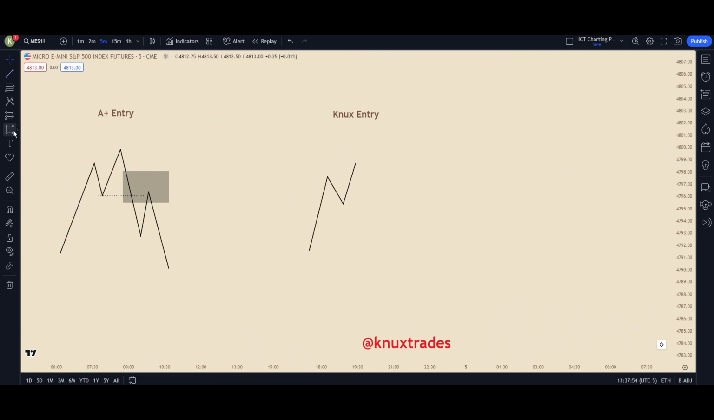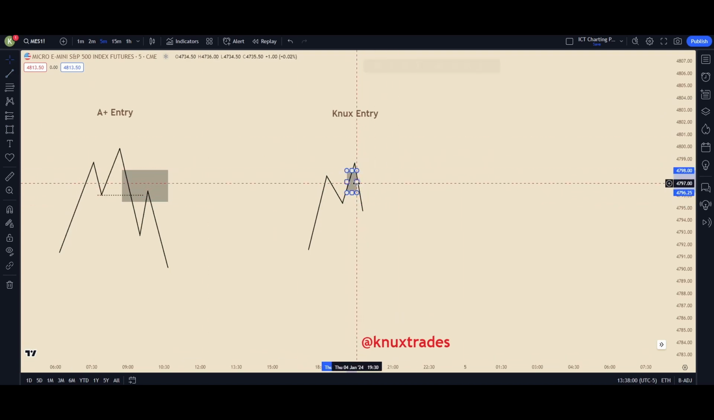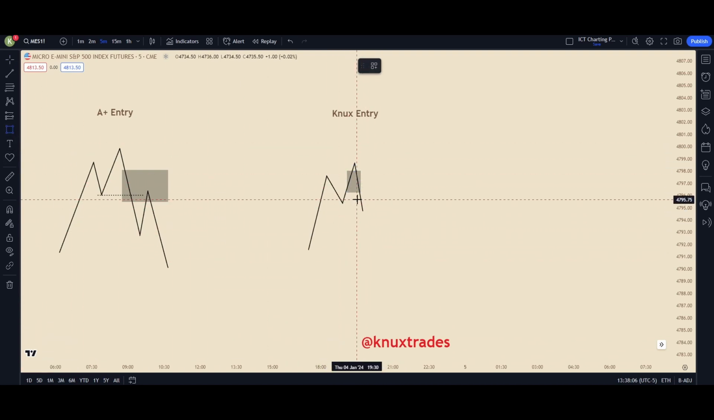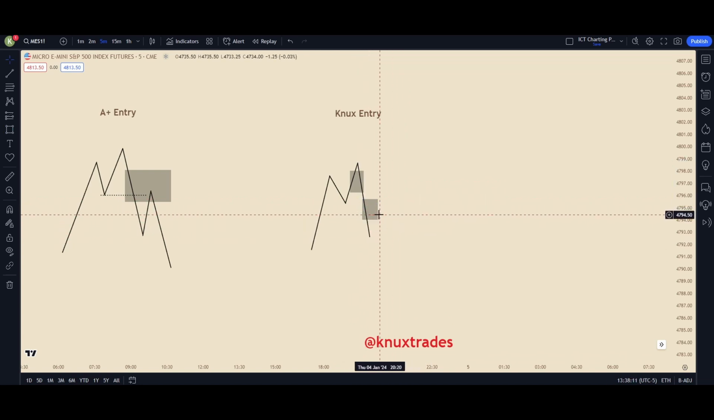So, and then we would have a fair value gap on this price leg. Price would dump and close below the fair value gap created on this price leg right here. And it would create a new fair value gap somewhere on this new price leg. So we'll say, for example, right here. And then we want to see price return into here and then dump again.